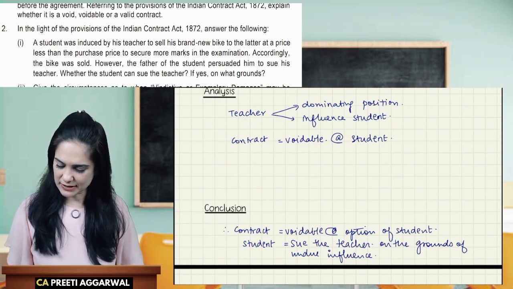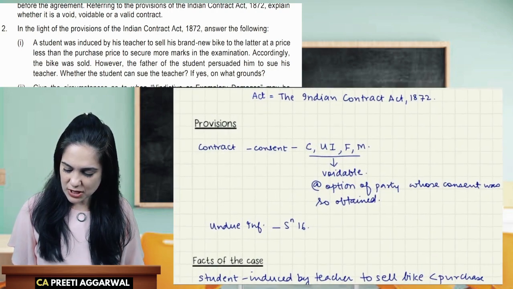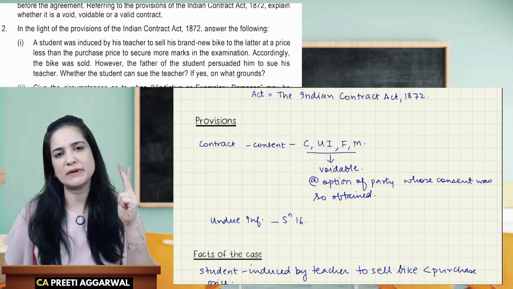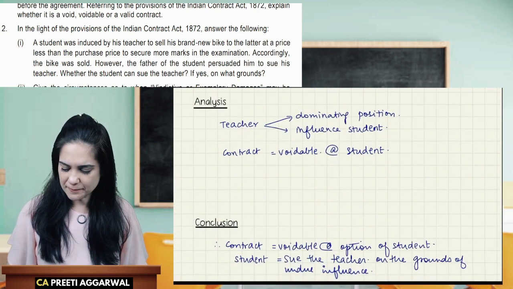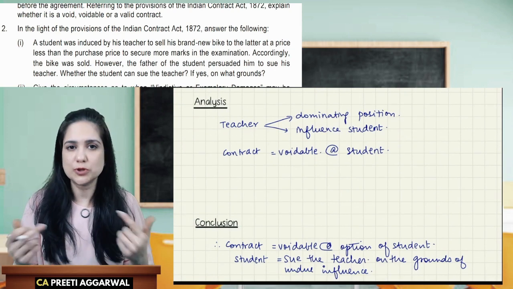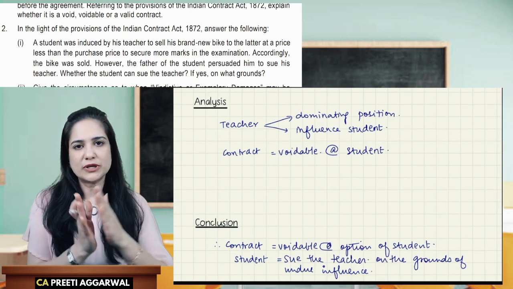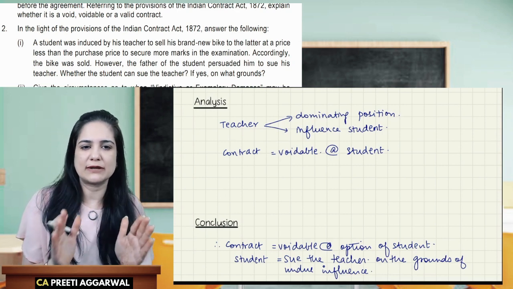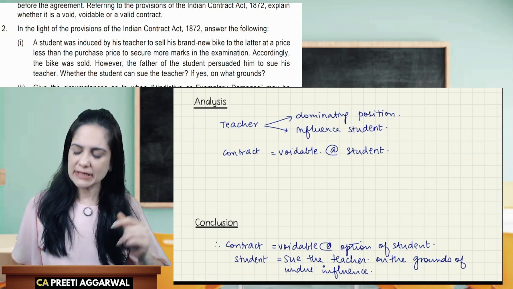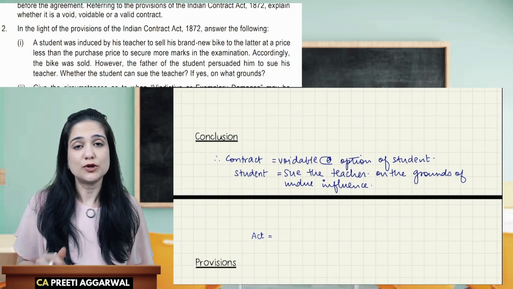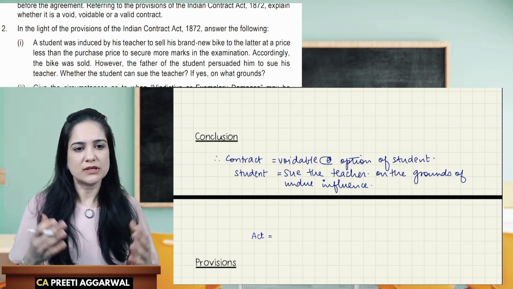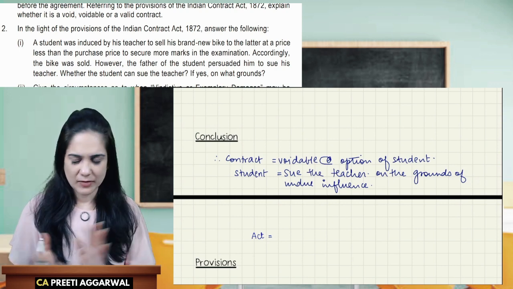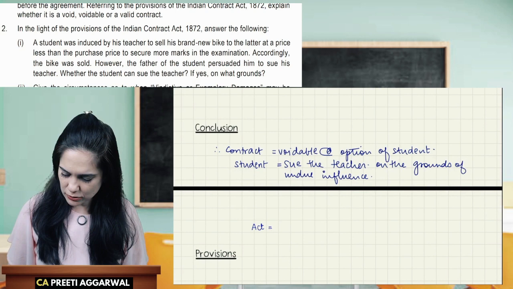Let us go through the answer now. So in the first paragraph, that is provisions, you have mentioned something about voidable contracts and you have also explained undue influence. Then you explain the facts of the case. After that, you have written that the teacher is in the dominating position because we want to show at whose option the contract will be voidable. Teacher can easily influence the student. The contract is voidable at the option of the student. In conclusion, you will write, yes, the contract is voidable at the option of the student. You will also answer what was asked in the question. The student can sue the teacher on the grounds of undue influence. Okay, so that is all about question 2.